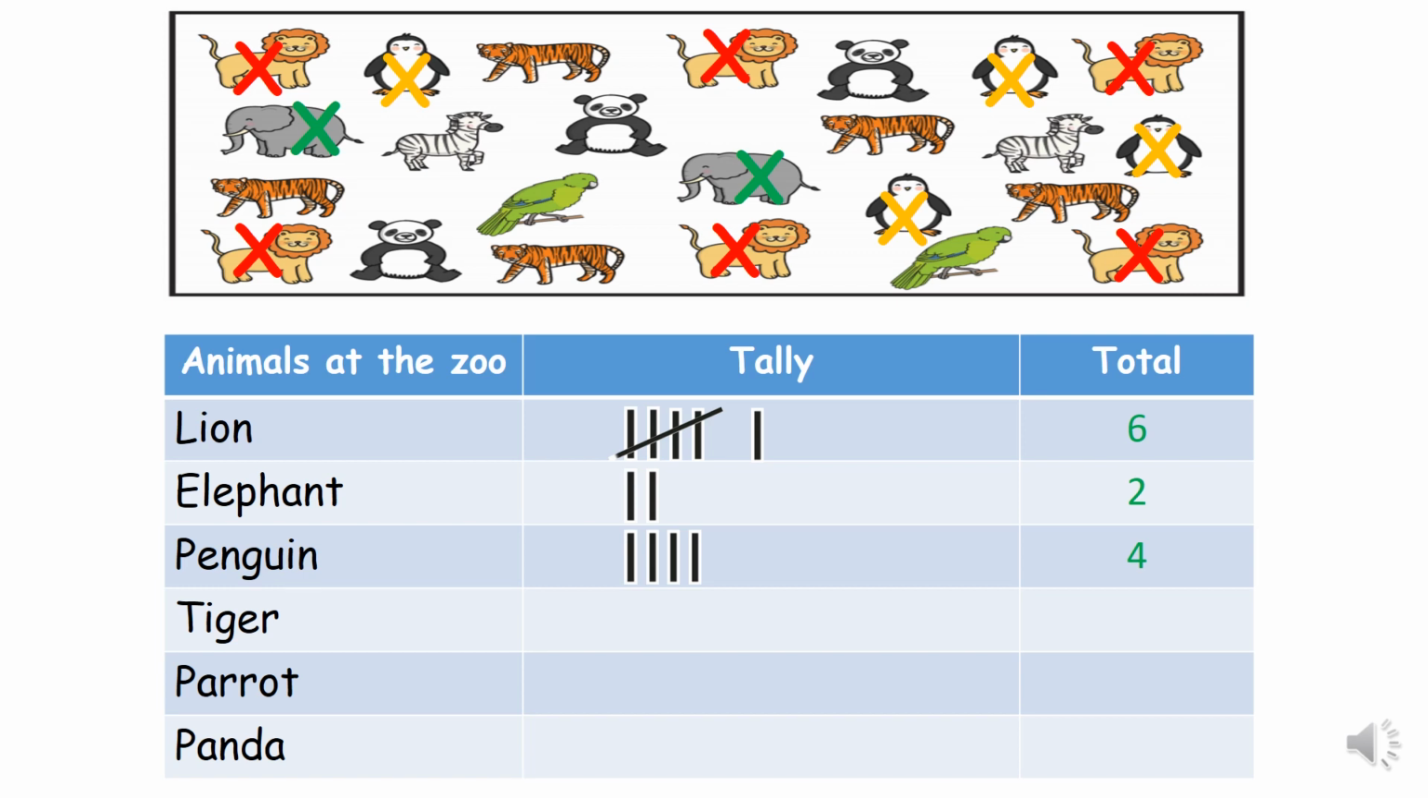Now let's count the tigers together. 1, 2, 3, 4, 5. We have 5 tigers in total. So we write the number 5.